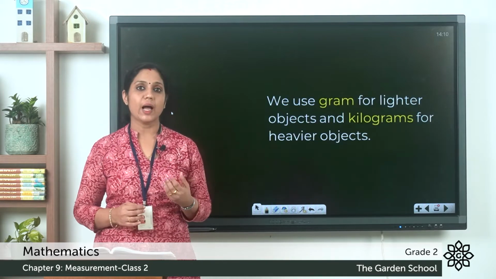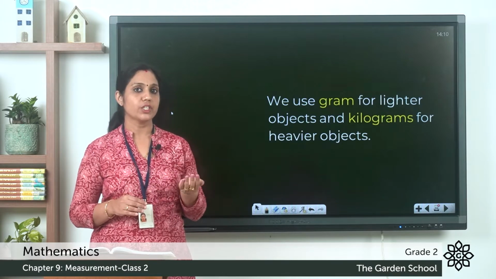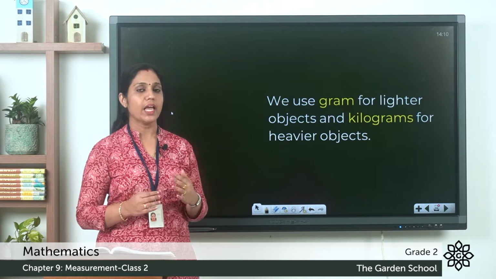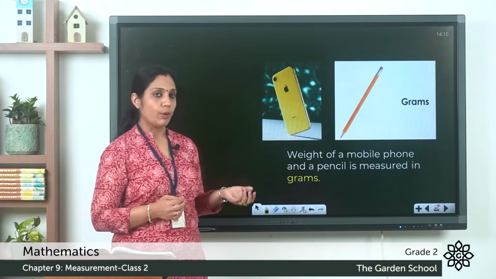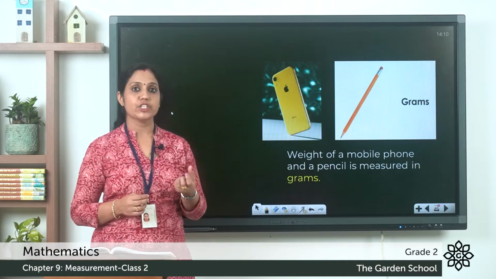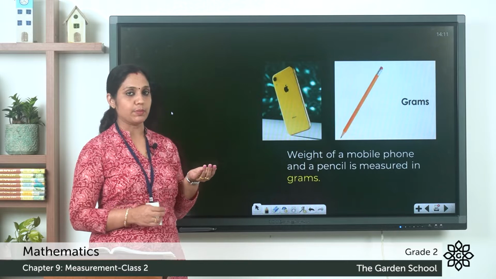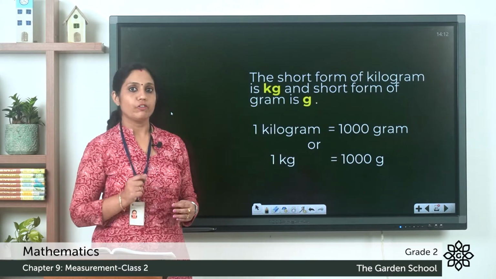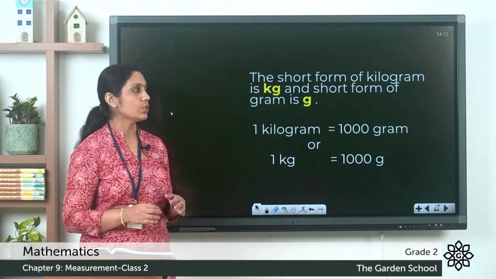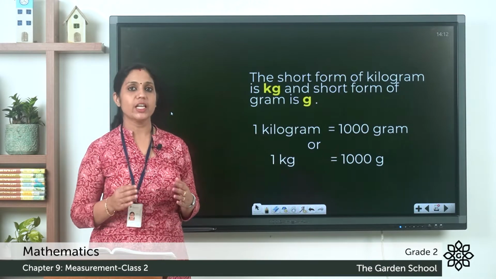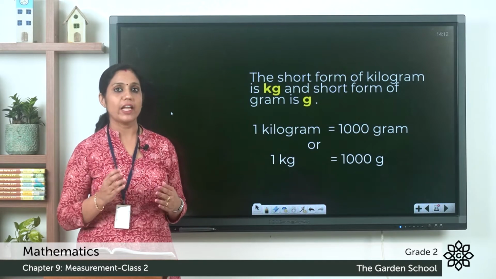And we use gram for lighter objects and kilograms for heavier objects. Suppose if the object is lighter, we use gram, and if the object is heavier, we have to use kilogram. Weight of a mobile phone and a pencil is measured in grams because these objects are lighter, so we measure it in grams. The short form of kilogram is kg and short form of gram is g. So when we say 5 kg, it means 5 kilogram, and when we say 5g, that means 5 grams.